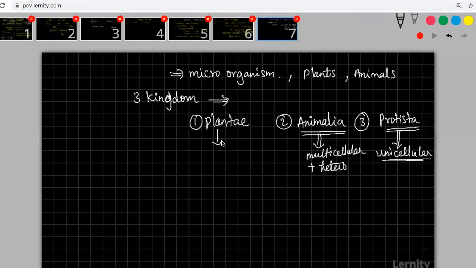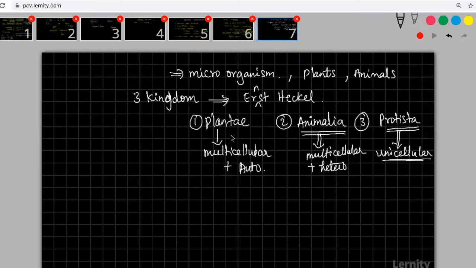And then this will include all the multicellular autotrophs. So this three kingdom classification was given by this guy who is called Ernst Haeckel. Okay, so this Ernst Haeckel was trying to do this thing.